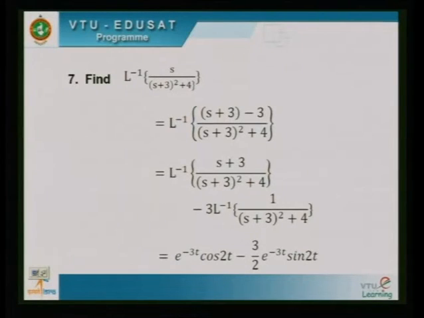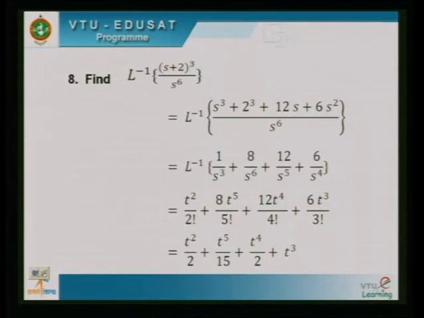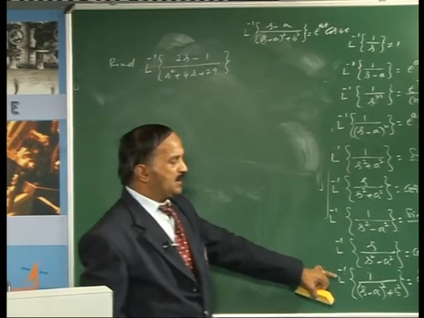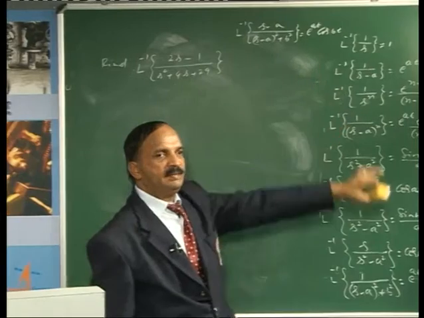Find the next problem. Find L inverse of (2s minus 1) divided by s square plus 4s plus 29. You have to write the given problem into the standard form, then use the formula, you will get the answer.